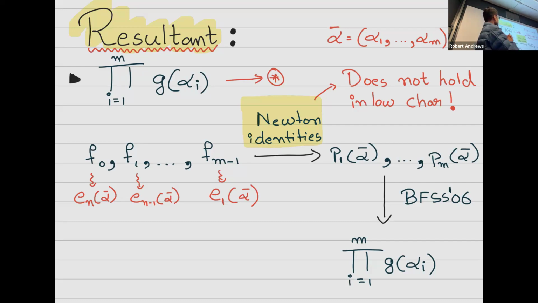And okay, this is amazing, but it turns out the Newton identities do not hold in low characteristic. Those formulas don't hold. So this is a technical breakdown: if the characteristic is small, in particular less than the degree of the polynomial I'm working with, then this idea fails.